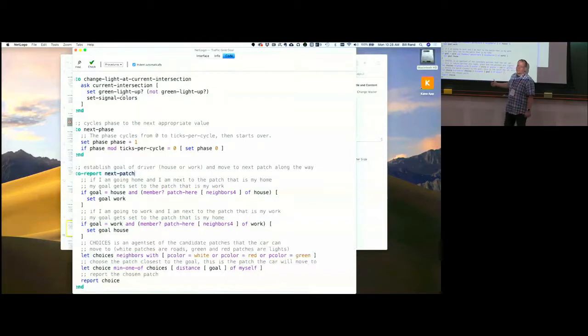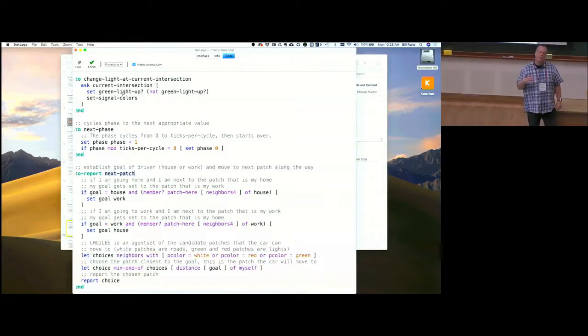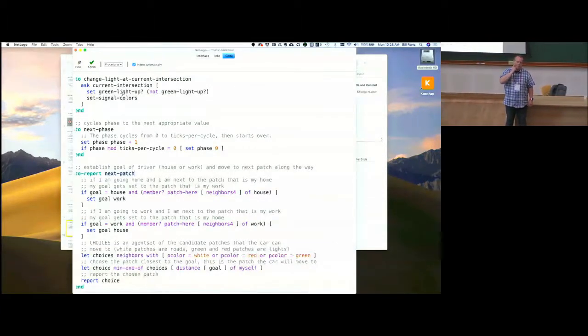So myself is a unique command in NetLogo. I don't know if I know of any other language. Well, they have parent in some languages, which is the thing that called me.